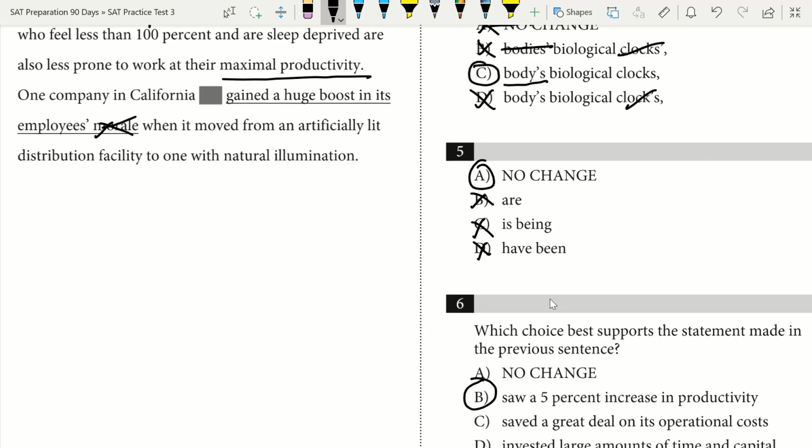If we just talked about something with productivity, then we want to support that sentence or that claim that we just made, them being less prone to work at maximum productivity. We want to support that claim. We don't want to introduce evidence that supports a different claim there.